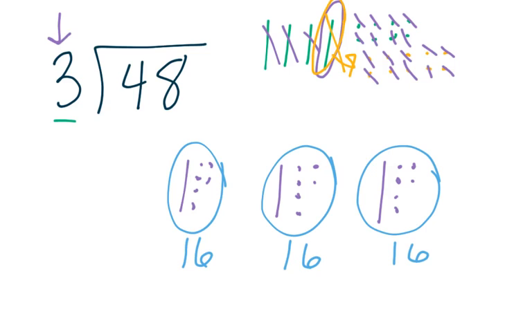16 is my quotient for the answer to the division problem. Now, how does that translate to long division? We're going to start working. Well, it works out like this.